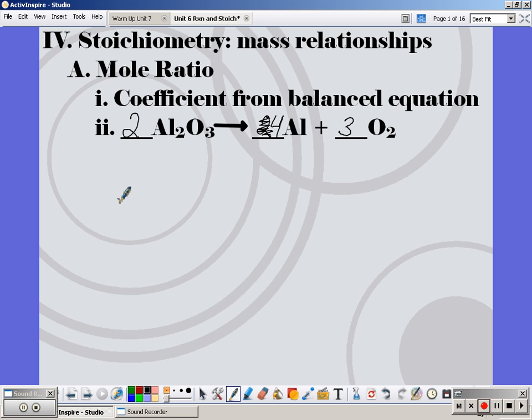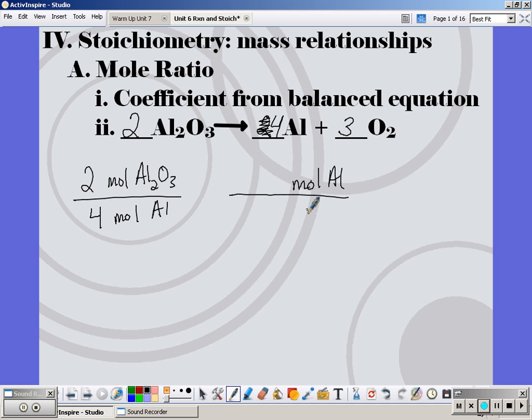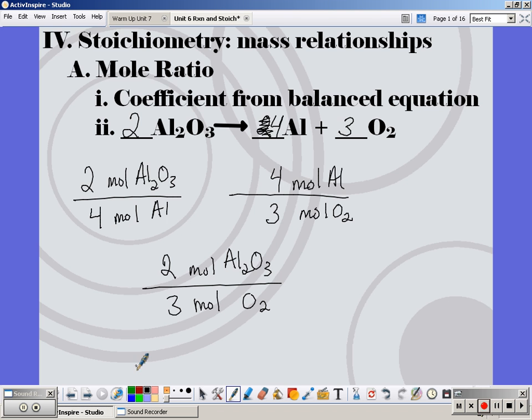Now it's balanced. So if I pick 2 substances, let's say aluminum oxide and aluminum, I can set up a mole ratio using the coefficients. So for every 2 moles of aluminum oxide, I'm going to form 4 moles of aluminum. If we look at aluminum and oxygen, for every 4 moles of aluminum that is produced, I will have 3 moles of oxygen produced. For aluminum oxide to oxygen, for every 2 moles of aluminum oxide that we use, we'll have 3 moles of oxygen produced.